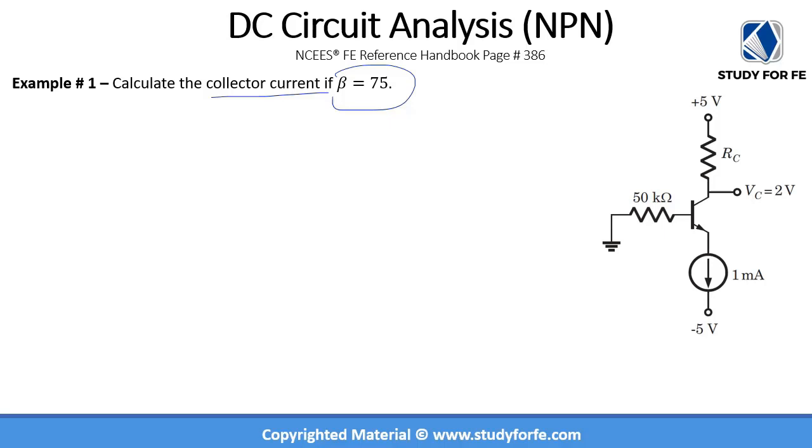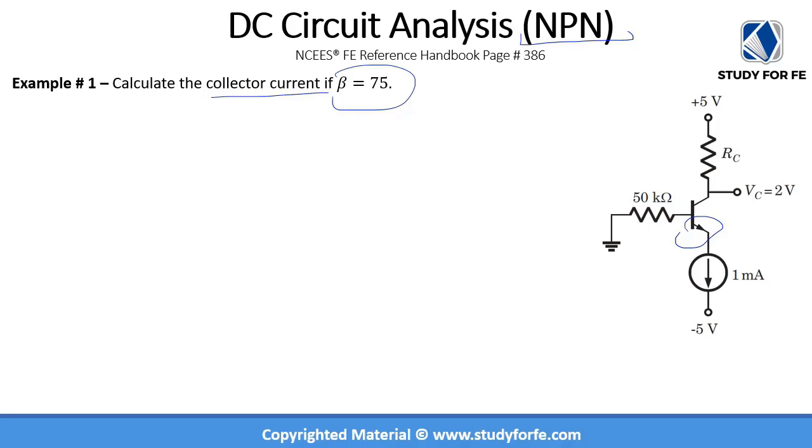A couple of things that I'd like to point out: first of all, this is an NPN BJT. In this lecture, we are just going to look at DC circuit analysis of NPN BJTs. In the next lecture, we will look at PNP as well, because I wanted to keep it relatively simple, especially for this introductory lecture, while at the same time giving you some examples of DC circuit analysis. So this is an NPN BJT, and the beta is provided to you.